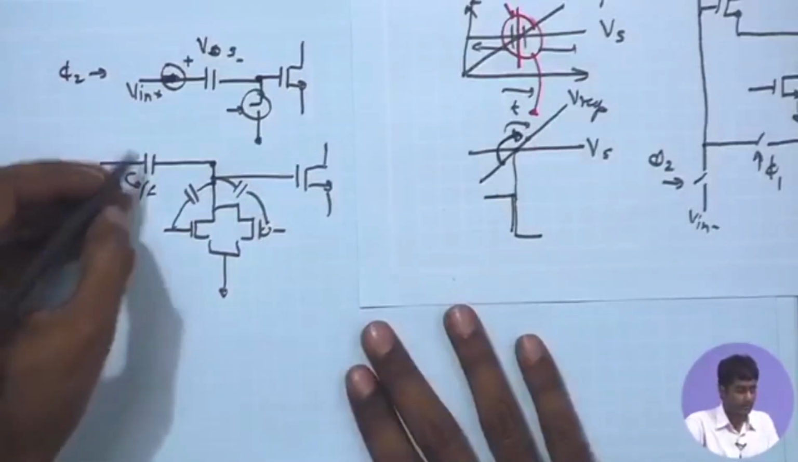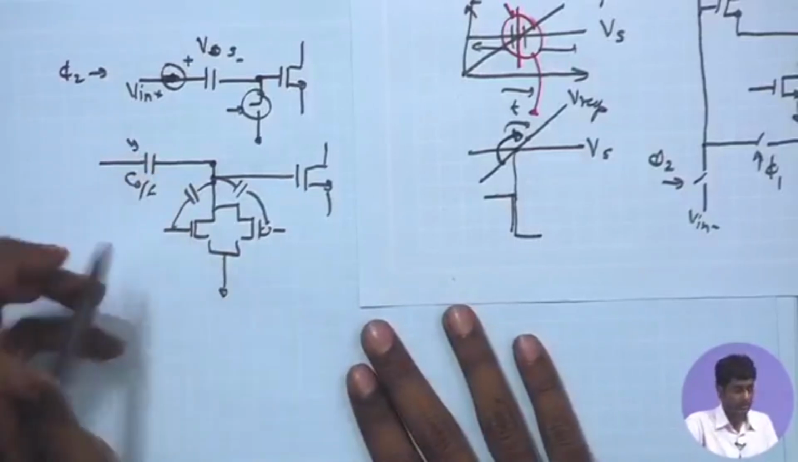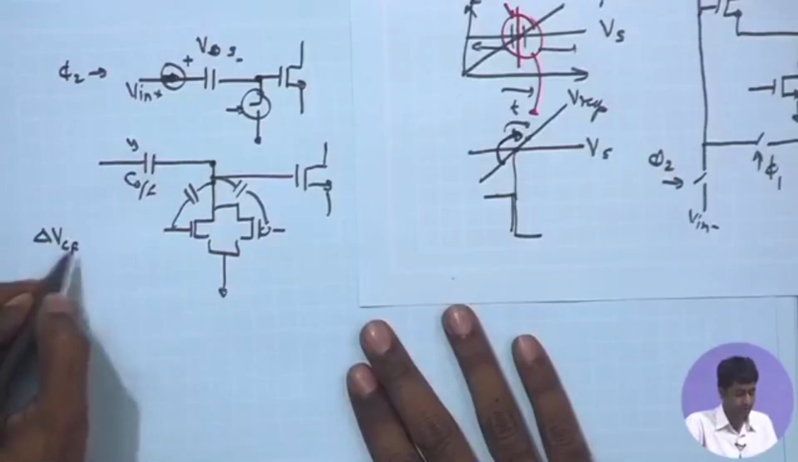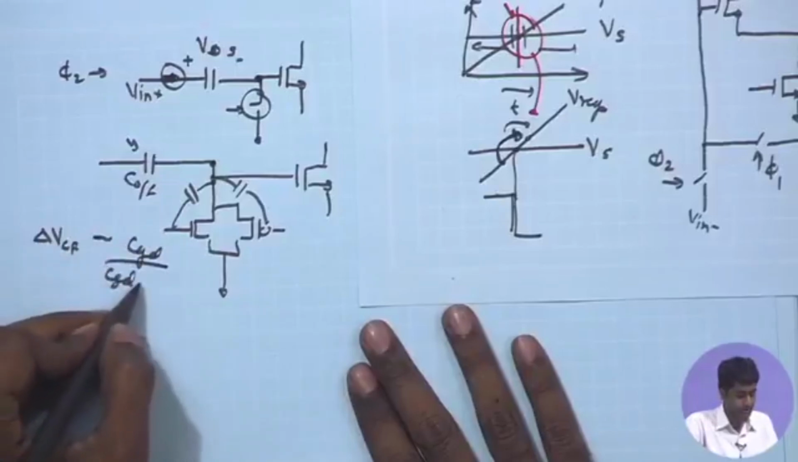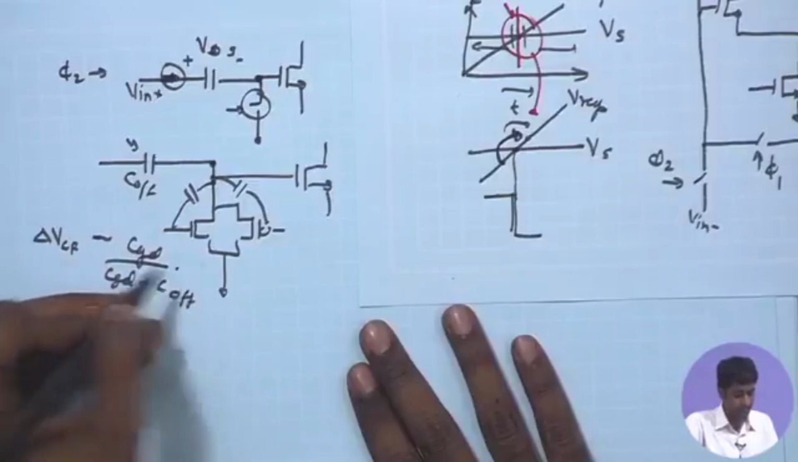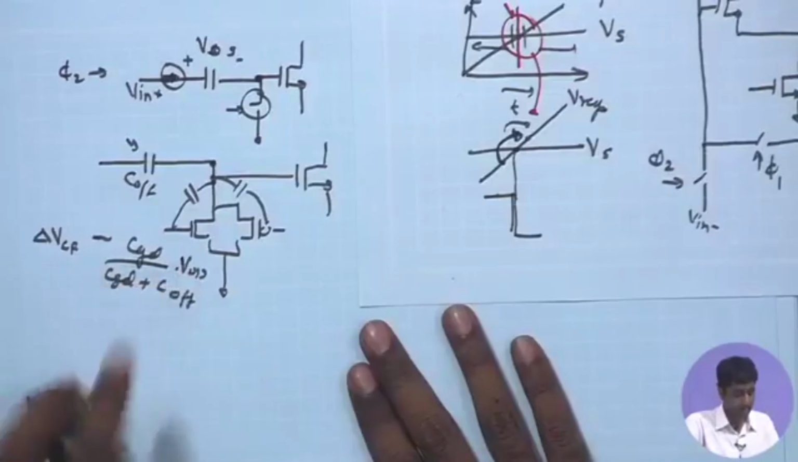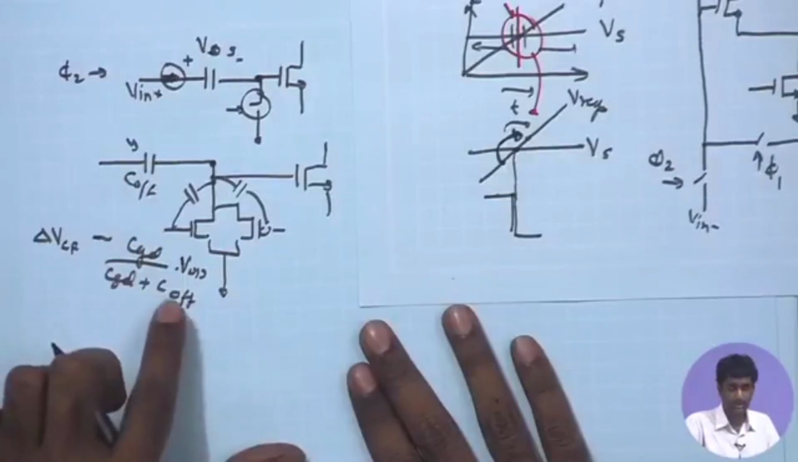So, once again that would require certain sizing. Remember the sizing consideration where we have the delta V because of clock feed through coming as CGD upon CGD plus C offset in this case times the delta V clock, we can call it say VDD, and we remember that we must make sure that the CGD is sufficiently small as compared to C offset.